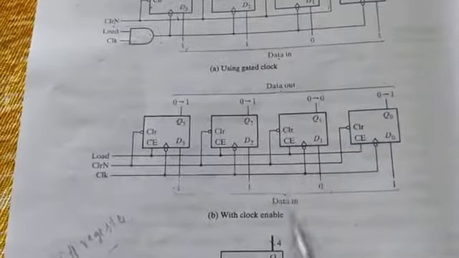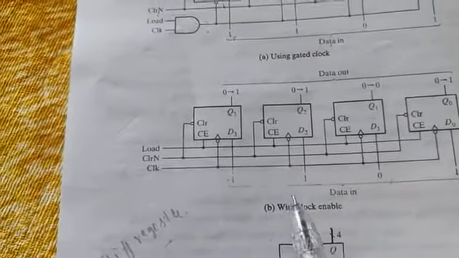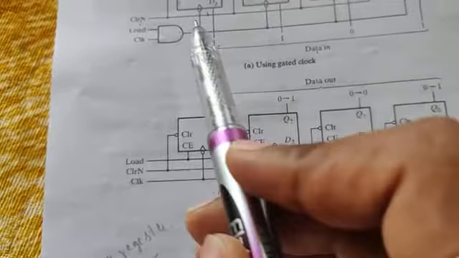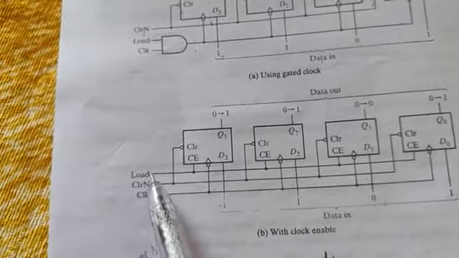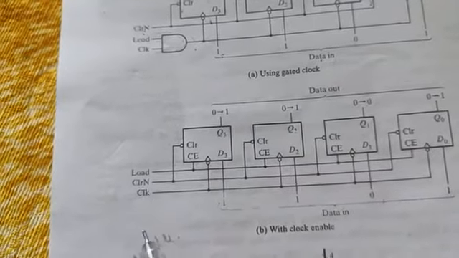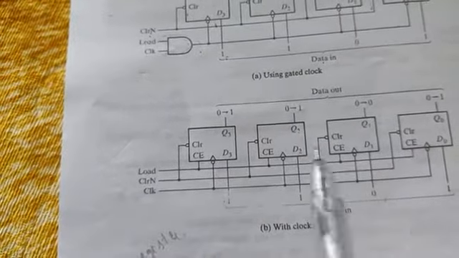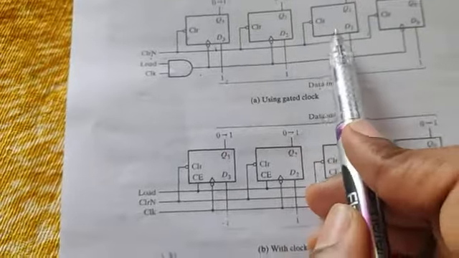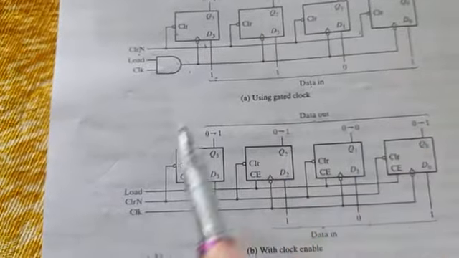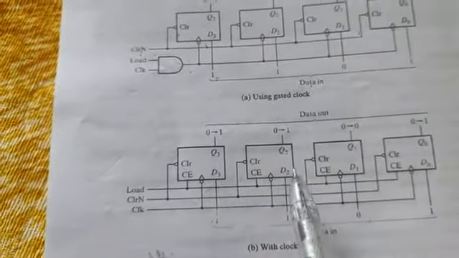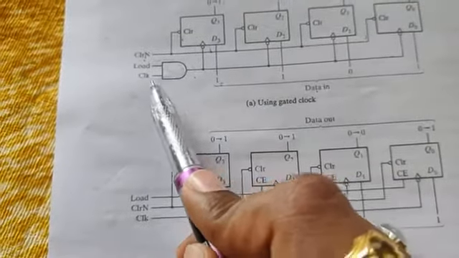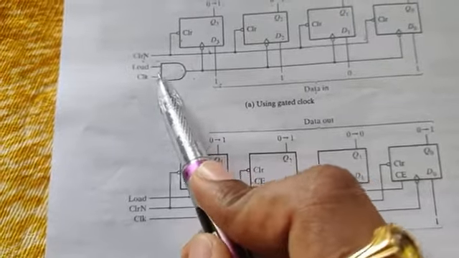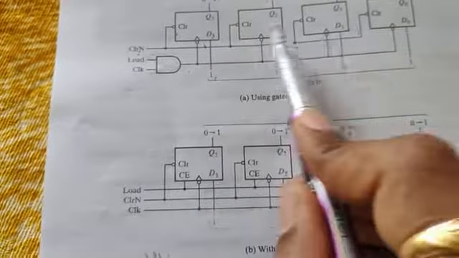Okay, then coming here with the clock enable. Now I am concentrating on the clock enable. Here we had used an AND gate. Here we have separate connections: load is a separate connection, clock is a separate connection, clear is a separate connection. As usual, clear works the same way as I just explained. The difference here is that in the gated clock, load and clock are connected to an AND gate. If both are 1 and 1, the output will be 1 and the operation will be performed.